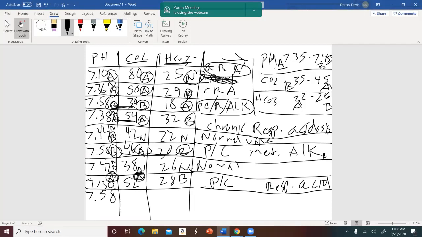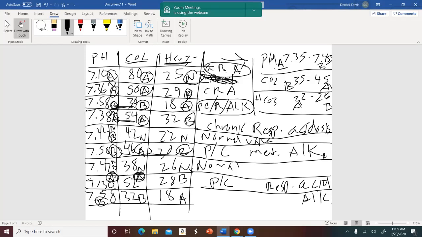7.58, 32, and a bicarb of 18. Let's label it. 7.58 is basic. CO2 32 is basic, right? And a bicarb of 18 is acidic. Right? Remember, bicarb's a base, so a low value would mean an acid, right? All right, so overall we have a what? Alkalosis. When we're looking at the pH, we have an alkalosis, so I'm going to write that down.